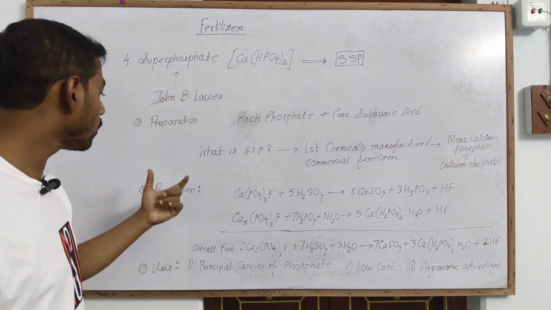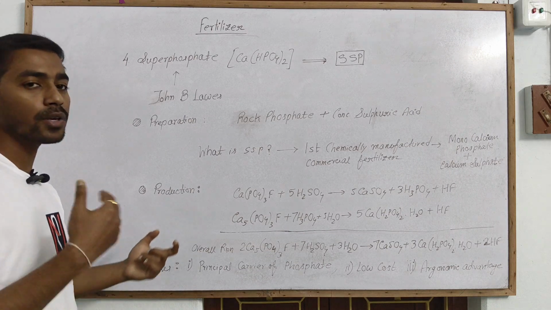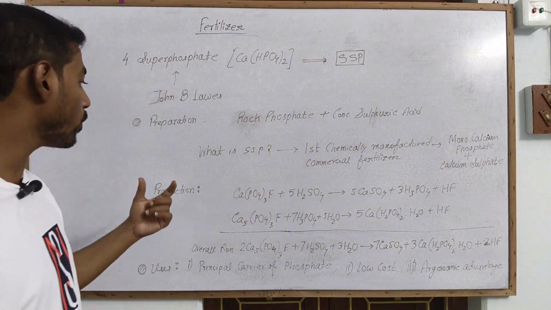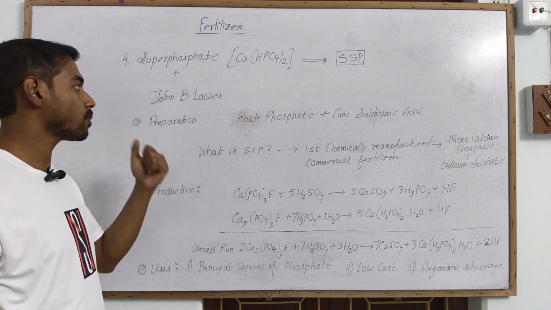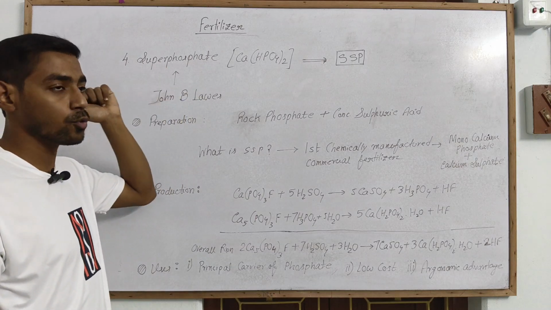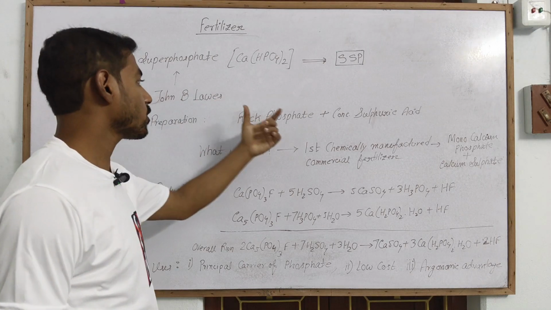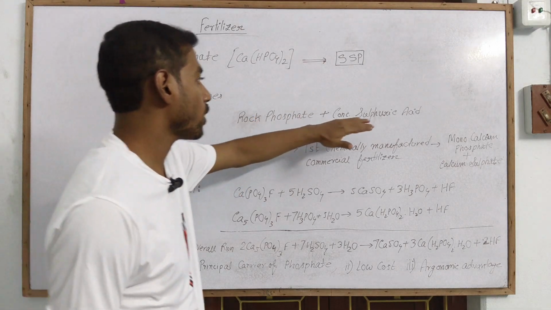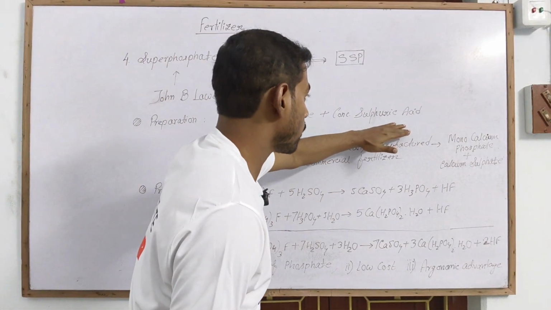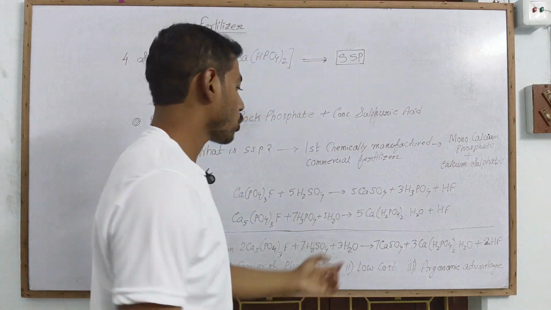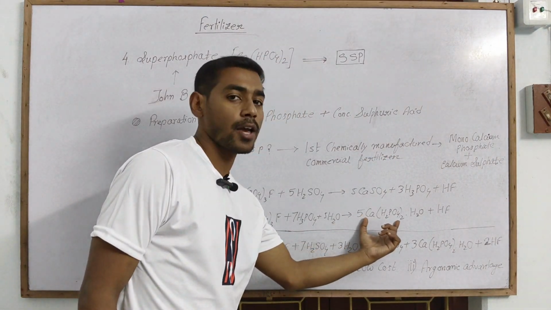So now we will look into the production. How do we produce SSP, single superphosphate? In the manufacture of SSP, first the rock phosphate or phosphate rock is reacted with concentrated sulfuric acid to produce soluble calcium dihydrogen phosphate.